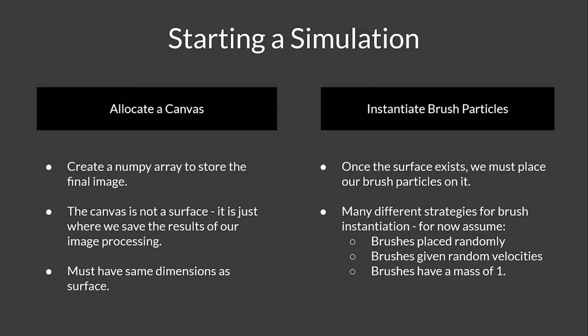Next, we need to instantiate the brush particles that will exist on our surface. Because if we just have a surface floating around, it's very boring. Nothing interesting is going on. There are different strategies for how we can go about instantiating our brushes, but for now, just assume that brushes are placed randomly on the surface, they're given random velocities, and all brushes have a mass of 1.